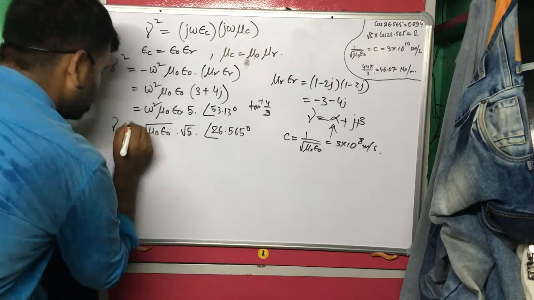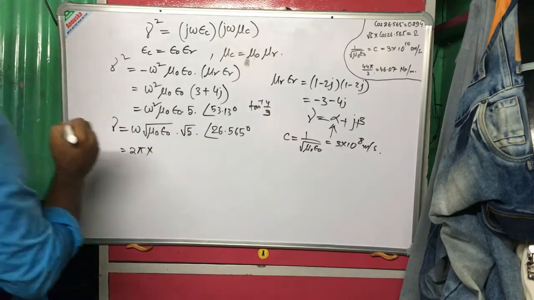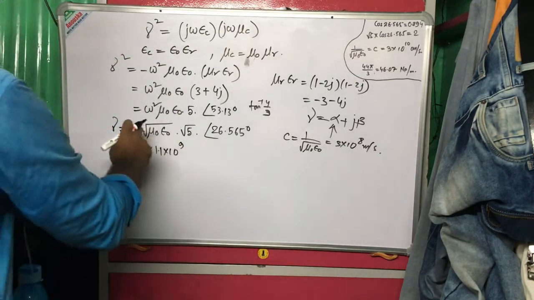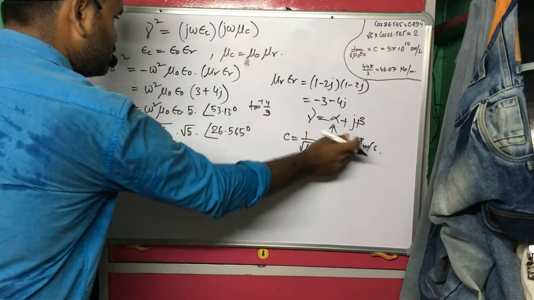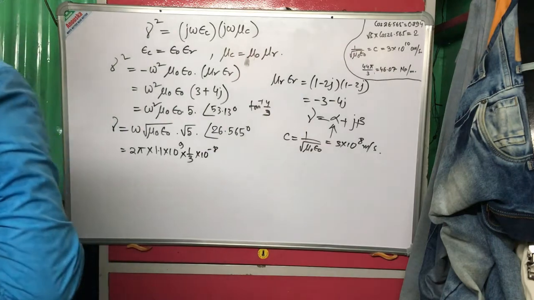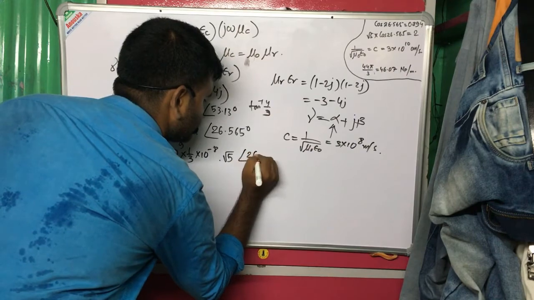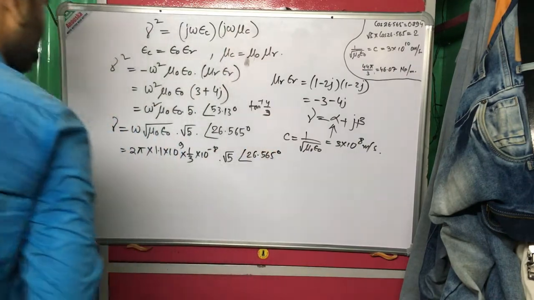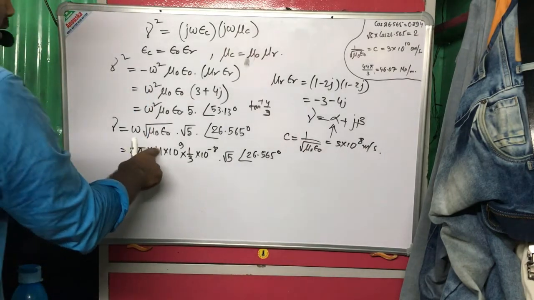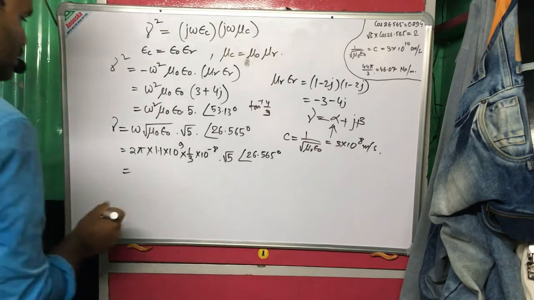Now we have this value, that is root over mu naught epsilon naught. Let us put the value of omega also, so it will be 2 pi into f. F means 1.1 gigahertz, that is 1.1 into 10 to the power 9, okay. And root over mu naught epsilon naught will be 1 by 3 into 10 to the power 8. Now you have root 5 into the angle 26.565 degree. Now 10 to the power 8 in numerator and denominator, you can cancel out these two parts.